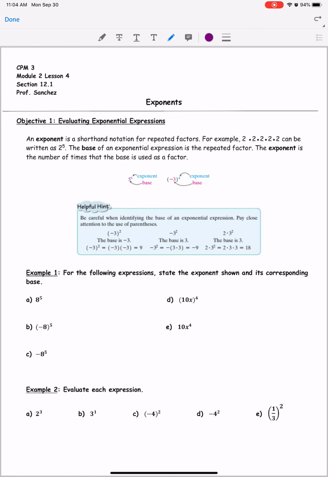Hey everybody, welcome to CPM 3. This is Module 2, Lesson 4. We're going over exponents today, and there are a lot of rules.